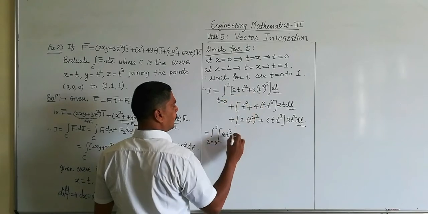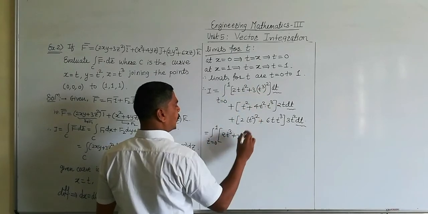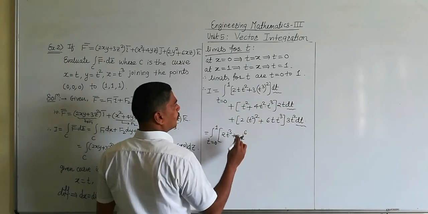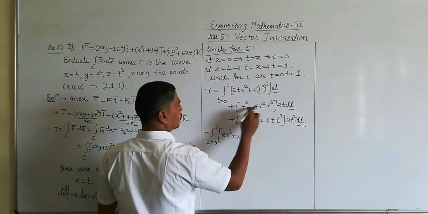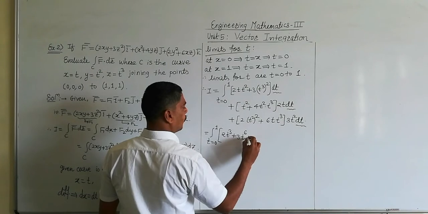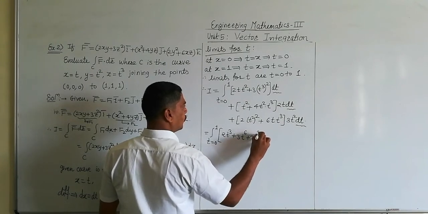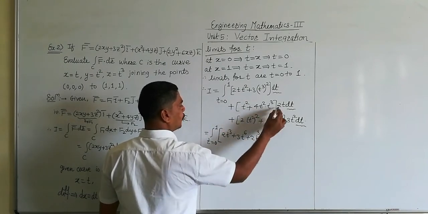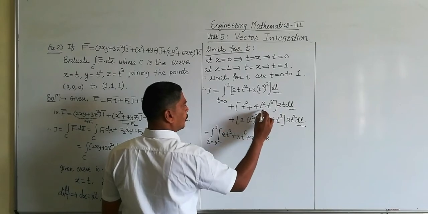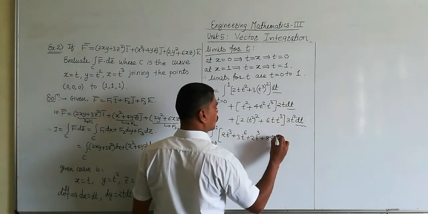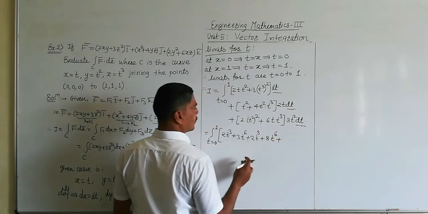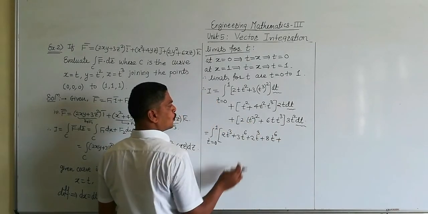This becomes plus 3 into square of t cube, which is t raised to 6. Then this term becomes, after multiplying inside the bracket, t square into 2t, which becomes plus 2t cube. Then plus 4 into 2 is plus 8. t square into t cube is t raised to 5. t raised to 5 into t is t raised to 6.